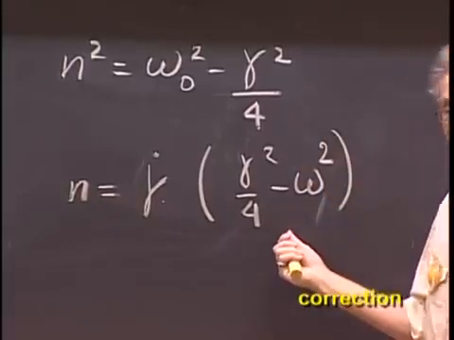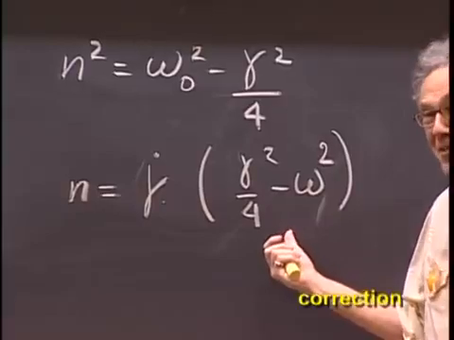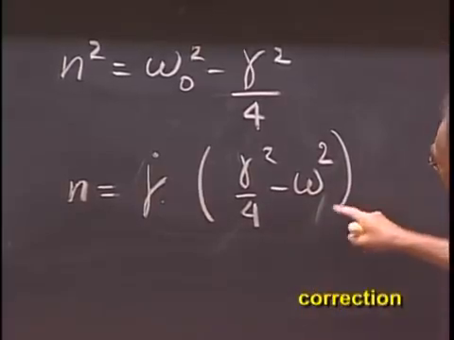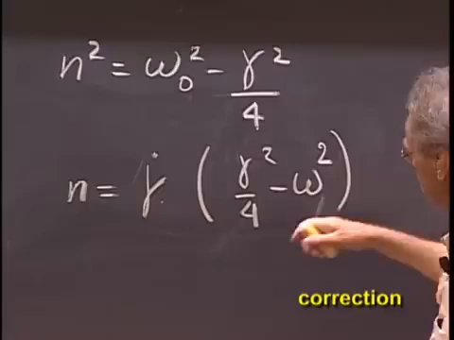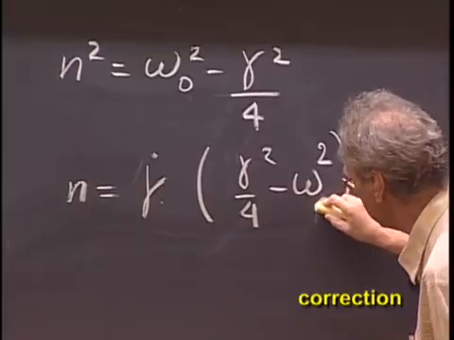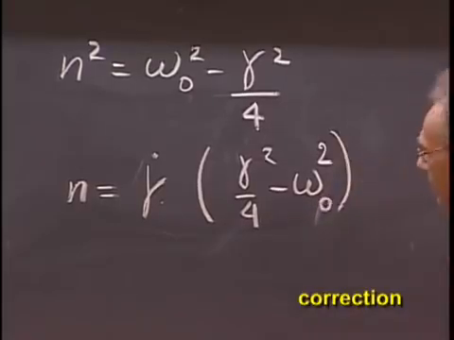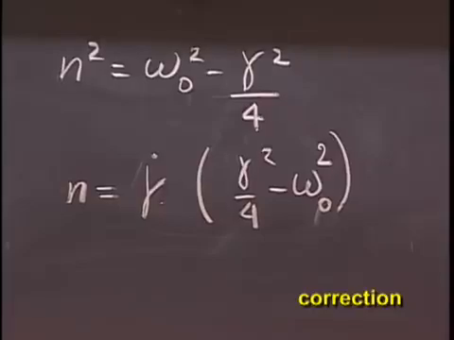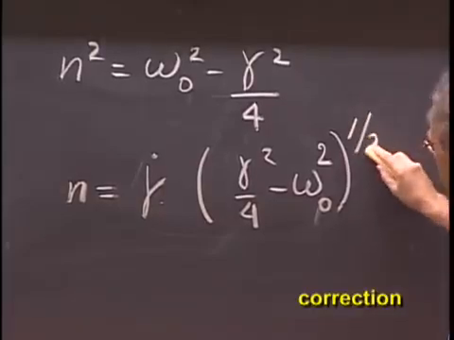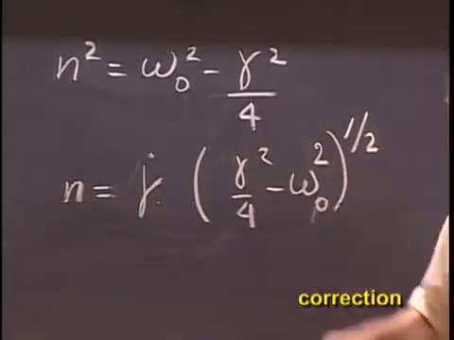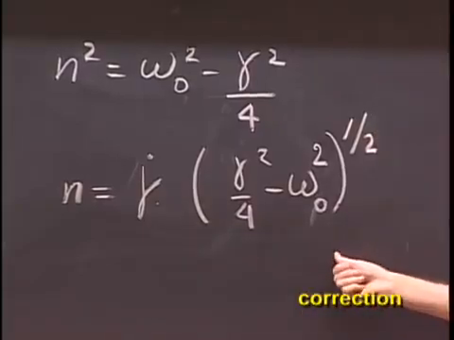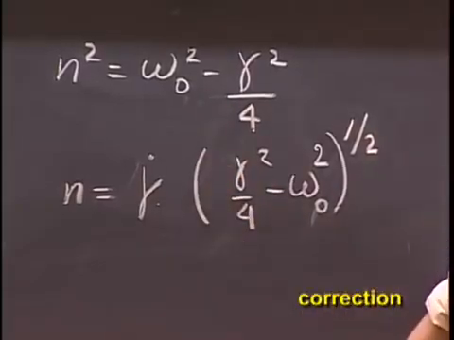In fact, there are 2 mistakes in here. It's not so easy to make 2 mistakes in one equation. For one, there is a 0 here, so this should have been omega 0 squared. That's mistake number 1. But second, obviously, you have to take the square root of this. If now you square this, you get this.